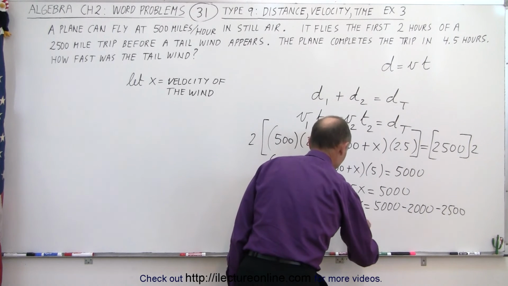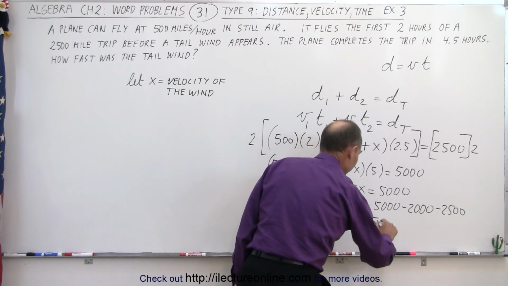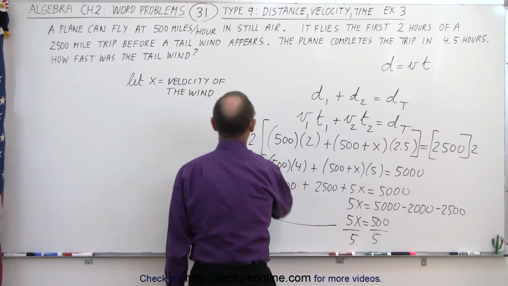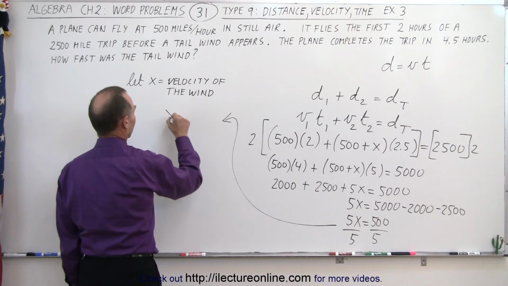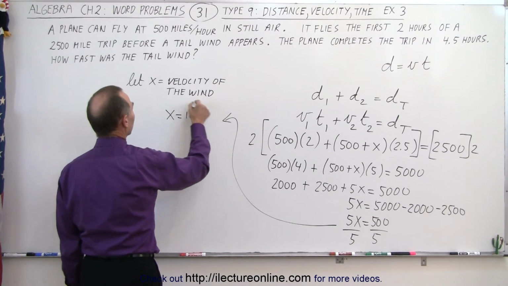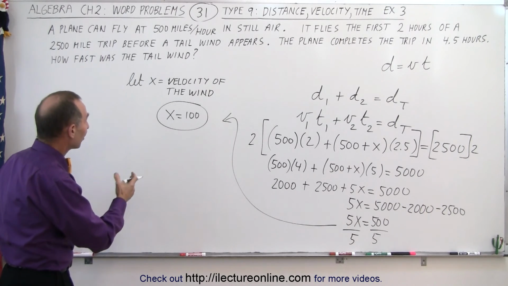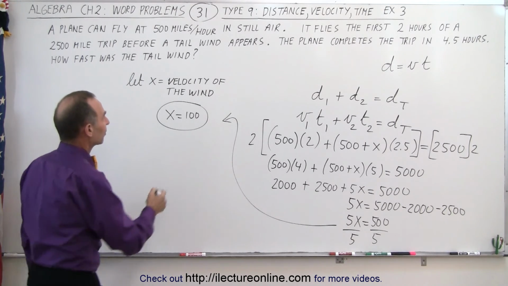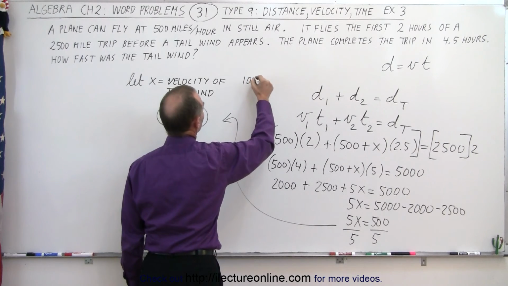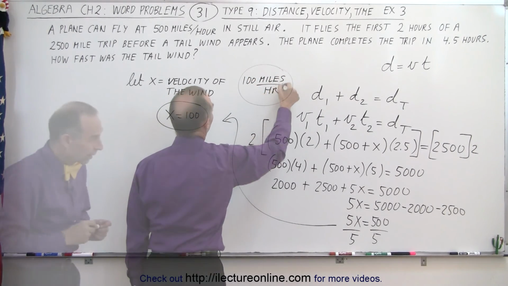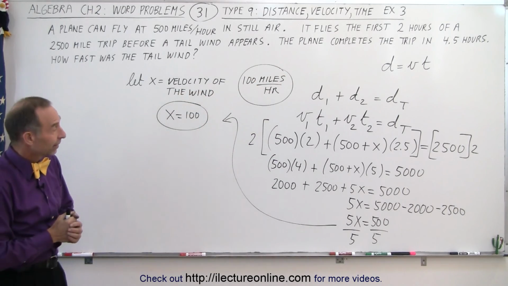And finally we have 5x is equal to 500, divide both sides by 5, which means that x is going to be equal to 100, and since x was defined as the speed of the wind, x is therefore 100 miles per hour. So the answer would be 100 miles per hour of a tailwind. All right, and that is how it's done.